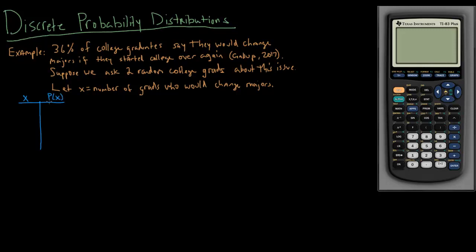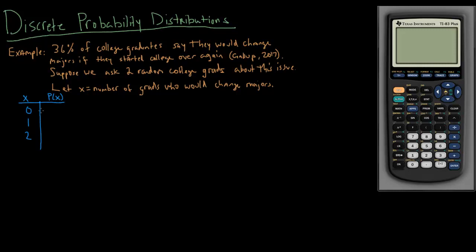Okay? So what are the options? Well, we asked two people if they would change their major. Both of them could say no, in which case 0 people would change their major. One of them could say they want to change their major, or both of them could say they want to change their major. So now you see why this is a discrete distribution, because the options here are that 0, 1, or 2 would change their major. Now let's see the probability of each of these happening.